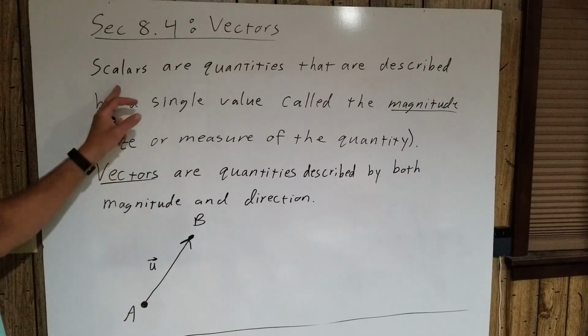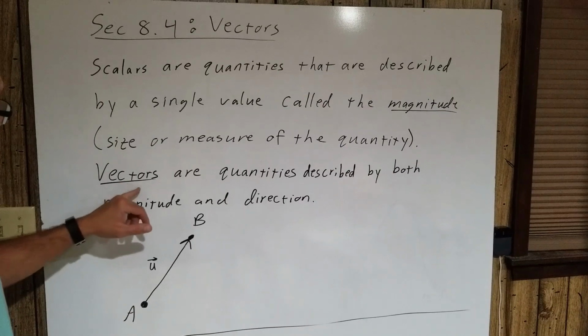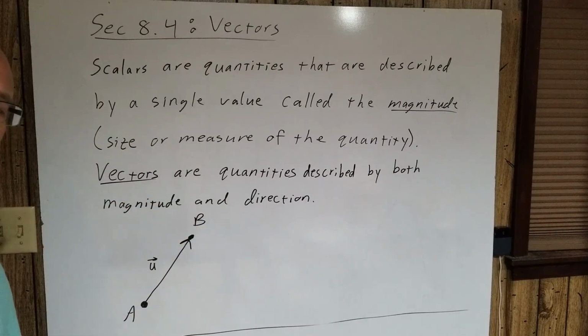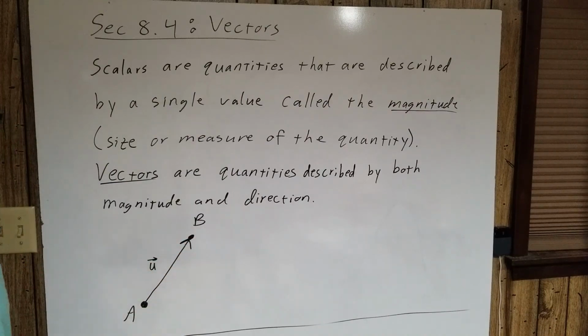Alright, so a scalar would be something like this ship's traveling at 20 miles per hour. Okay, 20 miles per hour would be like a scalar quantity. It just describes a single value. Alright, vectors are quantities described by both magnitude and direction. So if I would say the ship was traveling 20 miles per hour north, 30 degrees west, then that would give me both a speed and a direction. So that would be a vector.